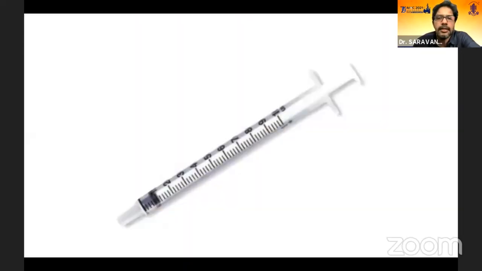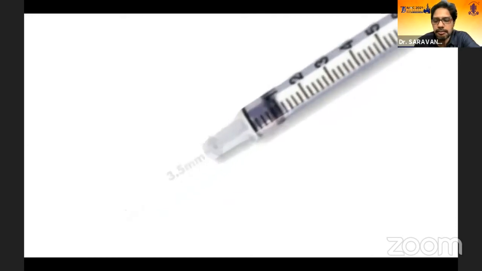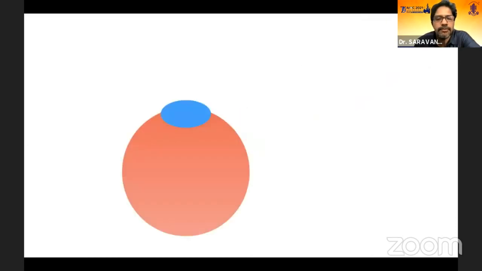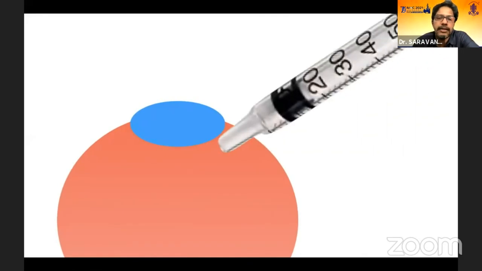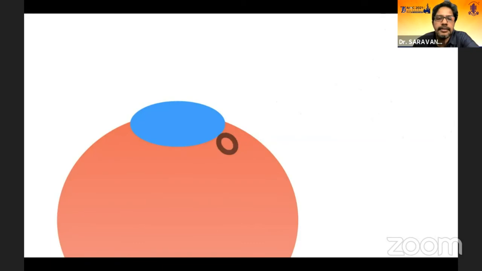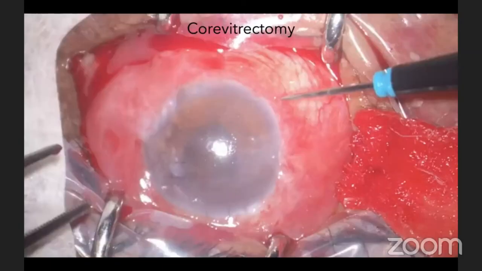So when you don't have calipers and all those things, the syringe has a diameter of 3.5, so just pressing it on the limbus will give you the site where you want to enter. Just rotate that, you will get a circular impression, and the edge of that will be the site for taking your vitreous sample and giving the intravitreal injection.